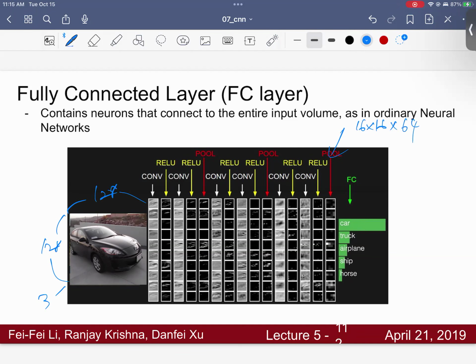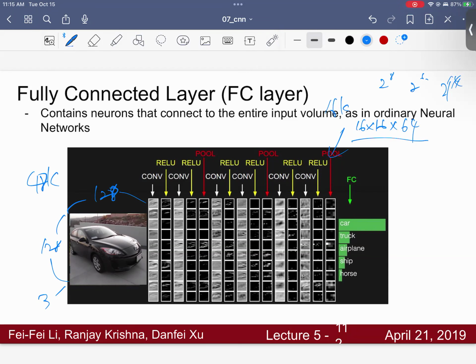If you started with, what's the dimensionality? 128 by 128 by 3, that's about 48K. And if you multiply 16 by 16 by 64, what do you get? It's 2 to the 8, 2 to the 6, 2 to the 14. That's what, 16,000? Am I right? Yeah, 16,000. Let's just assume this is 16,000.